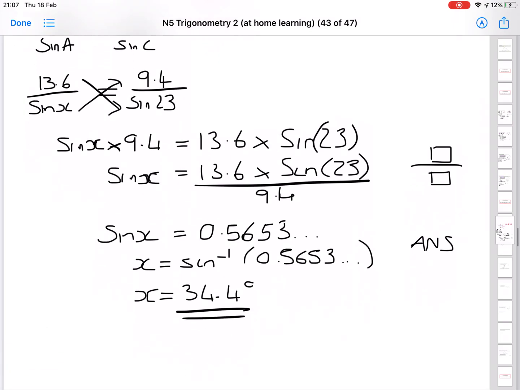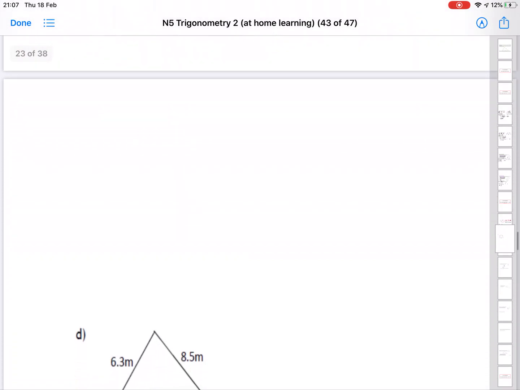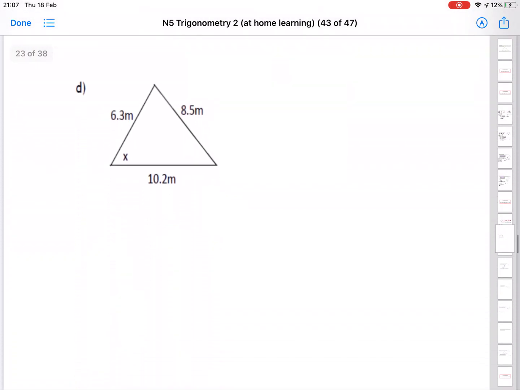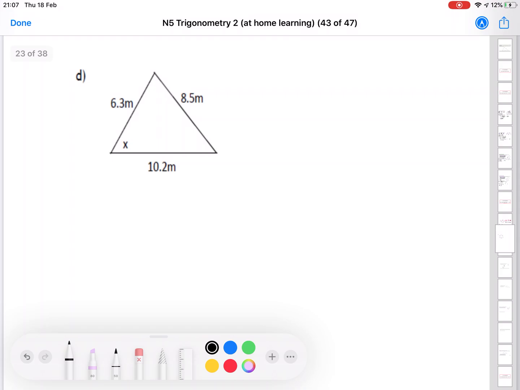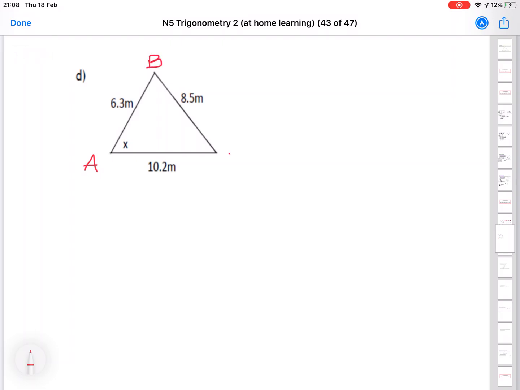Okay, we have one final example to look at here. In this one, we have three sides and we're being asked for one angle. So we're going to do the exact same again. We're going to label our triangle first of all. So again, I'm going to stick with A, B, and C as capitals for the angles. And then straight across, we have our small case letters for the sides.